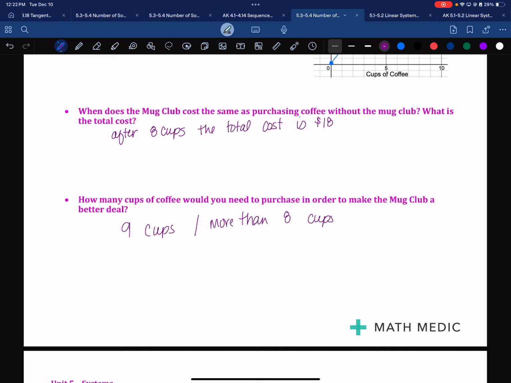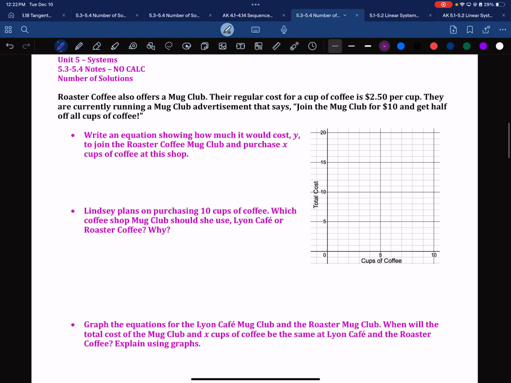Just assuming that we can buy half a cup, right? Probably can't, but. Okay, go ahead and talk about roaster coffee.